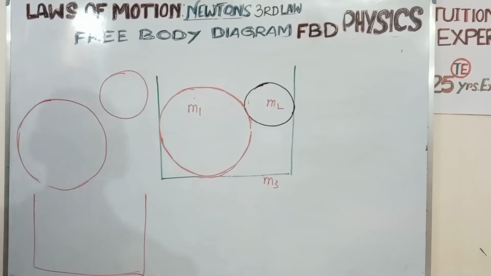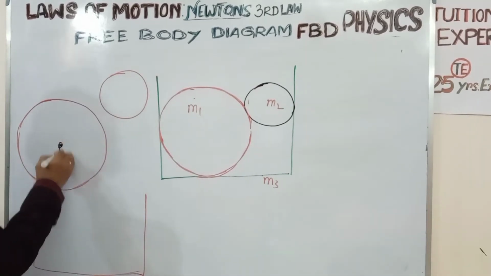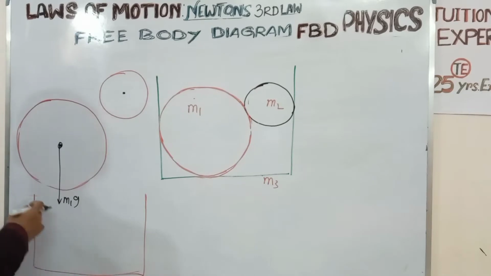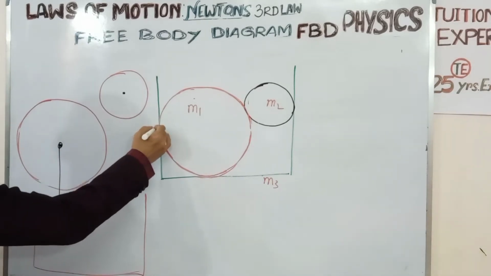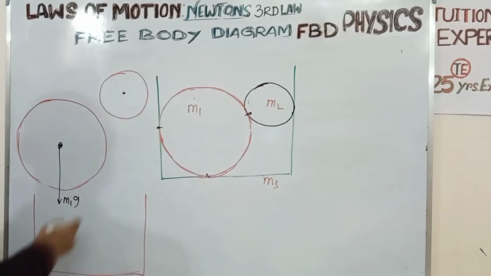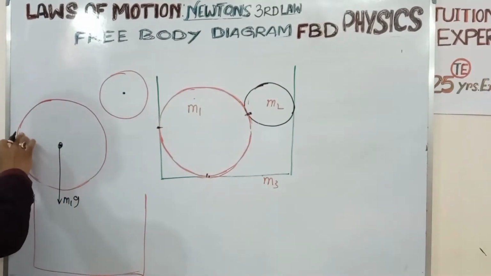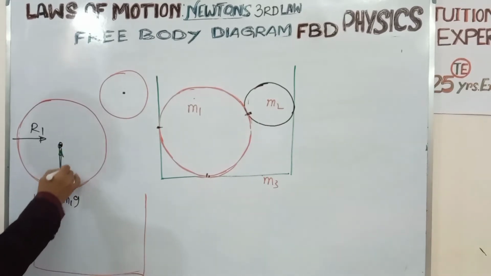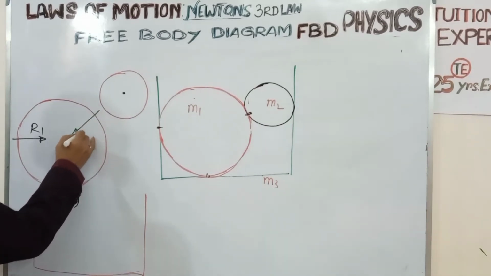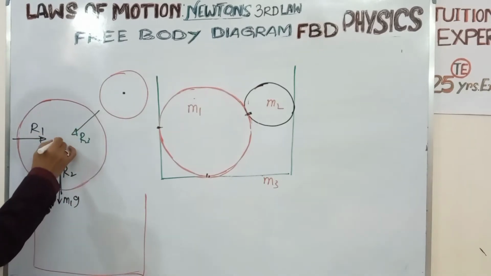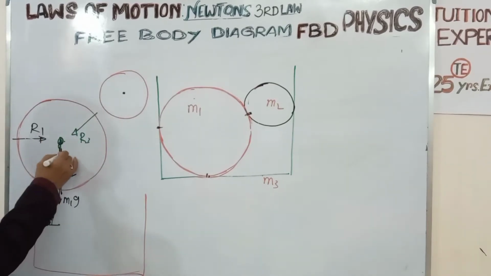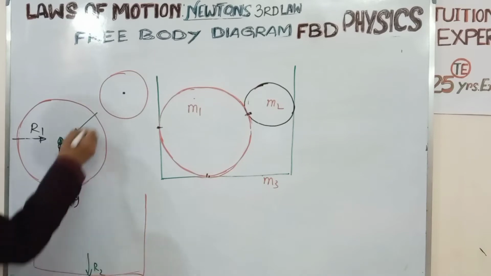First, the weight of each body acts through its center. So this is m1g and this is m2g. Now there are two points of contact here, and three points of contact here. For each point of contact there is an action. So this is the action, suppose R1, and this is the action, suppose R2, and this action is R3. All three forces pass through the center. This is R2 and this is R3.